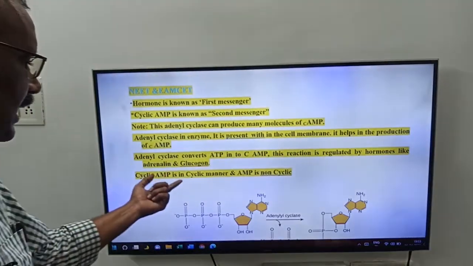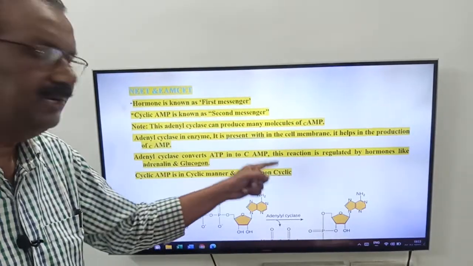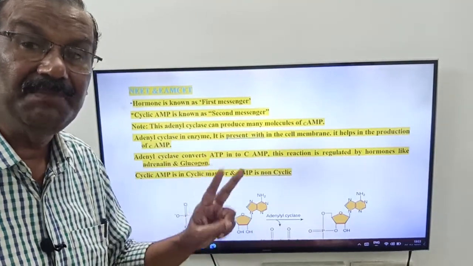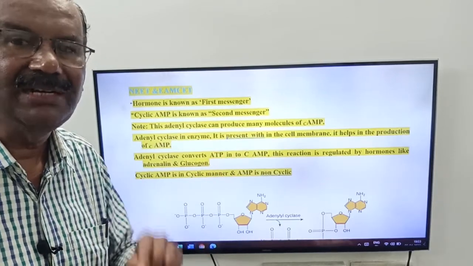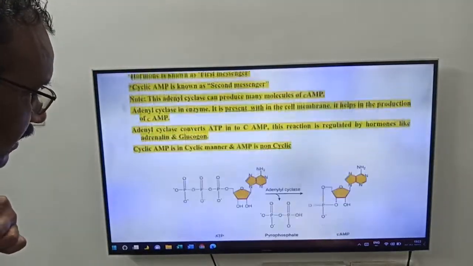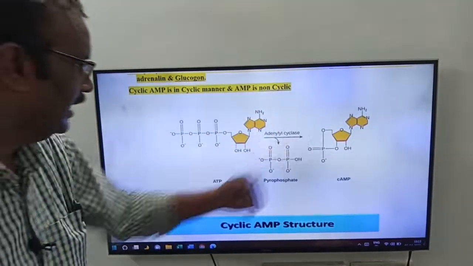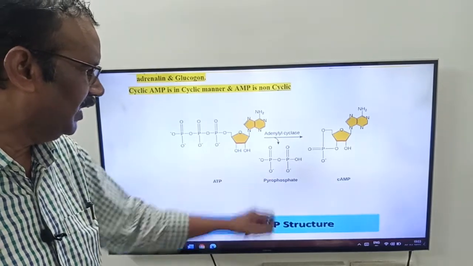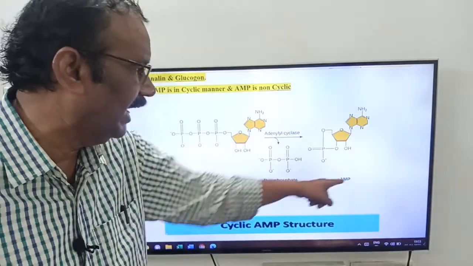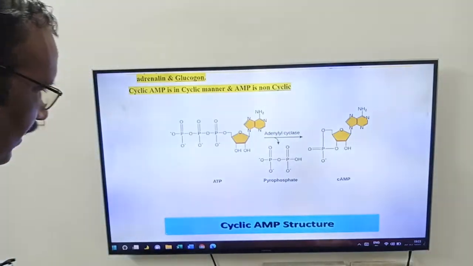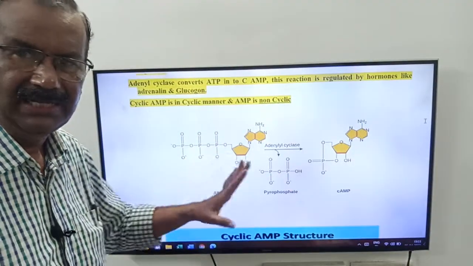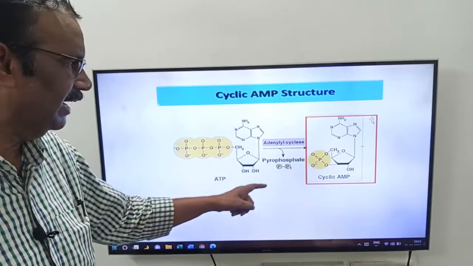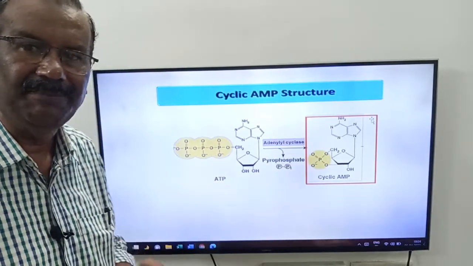Okay, friends. Cyclic AMP is in a cyclic manner. AMP is in a non-cyclic manner. You have to remember it, friends. What is the difference between AMP and cyclic AMP? Cyclic AMP is in a cyclic manner. AMP is non-cyclic or linear. Here you see, friends, this is the image of the reaction. This is ATP. In the presence of adenylyl cyclase, it loses 2 phosphates and gives rise to cyclic AMP, friends. Once again, you see, please don't write this in your notes, friends. Next, once again, see, friends, here ATP in the presence of adenylyl cyclase is forming what, friends? Cyclic AMP.